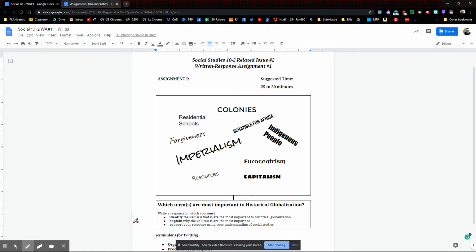Whenever you're doing this type of writing assignment, you want to focus on this main question. It'll be listed right below the word puzzle, and it'll say which terms are the most important to historical globalization. The key word here is historical globalization. This type of writing assignment always focuses on some sort of main topic or main concept. In this case, when you're talking about this unit, it's everything from the start of the Silk Road right through until what you did before spring break.